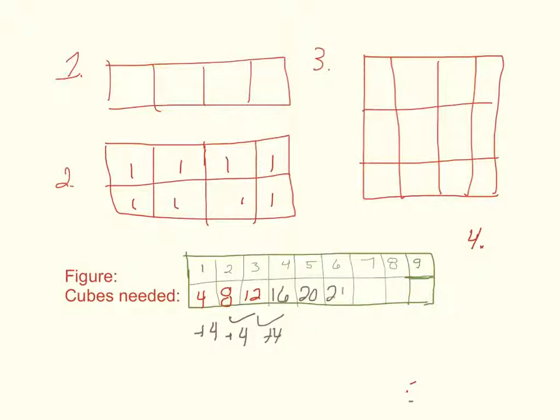And then 24, 28, 32, and then 36 all the way up to 9. So each one of these, ladies and gentlemen, is going up by 4.